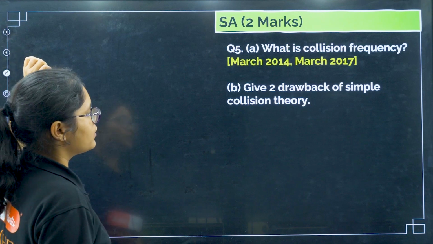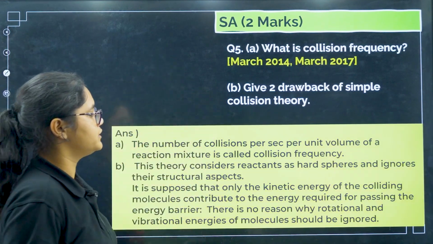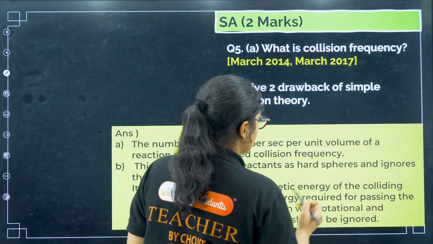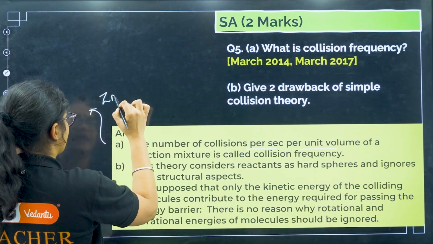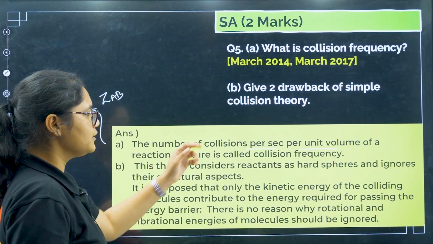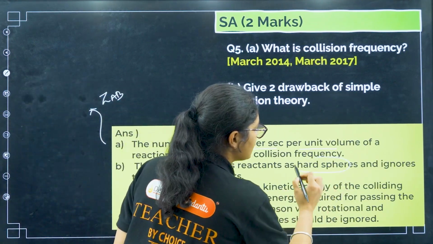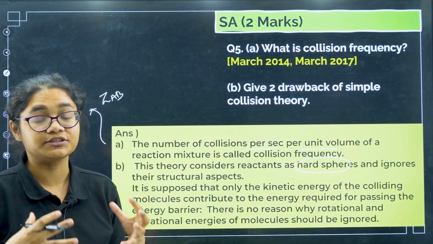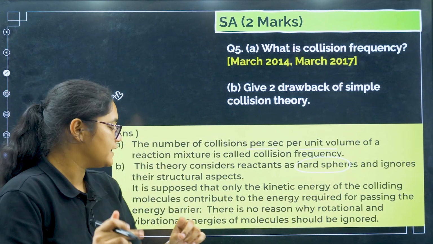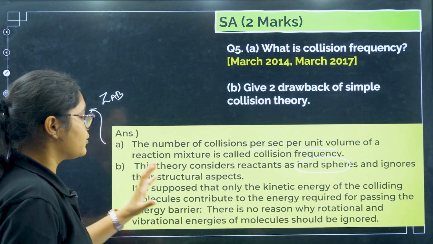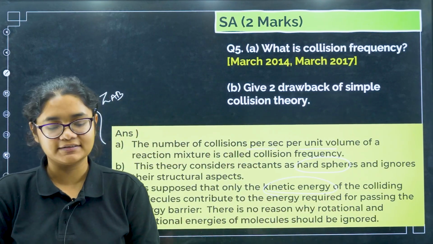Okay, next, what is collision frequency and drawbacks of collision frequency? First of all, the number of collisions taking place per second per unit volume is collision frequency. It is denoted as ZAB. Drawbacks: it considers the molecules to be hard spheres, it doesn't consider their original structure. And next, it only considers the kinetic energy of the molecule and no other energy is considered.